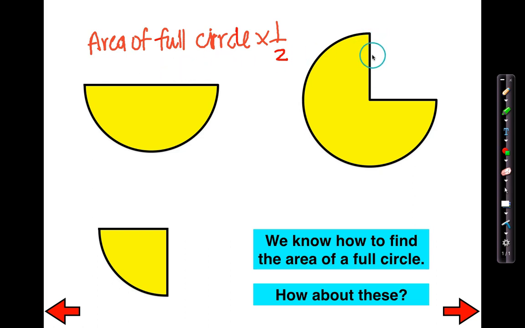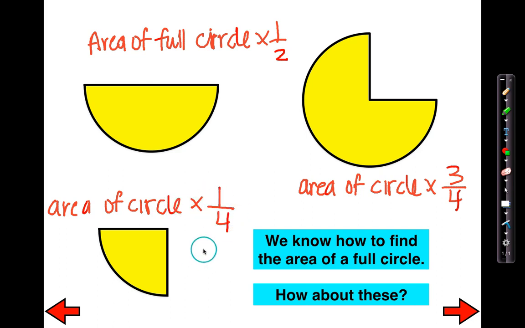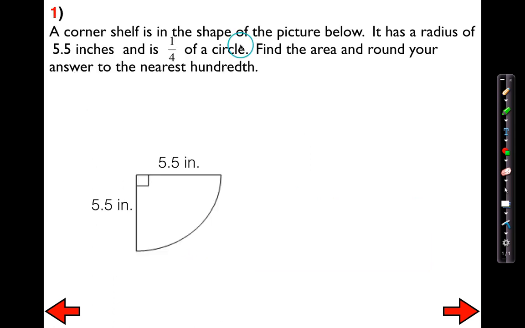What about this shape here? Well, this shape is 3/4 of a circle, so I'd have to find the area of a circle and multiply by 3/4. Now, are there other ways of doing it? Yes, but this is what comes to mind first. So here, I would describe this as 1/4 of a circle. So what would I do here? Well, I would find the area of a circle, and I would multiply it by 1/4. So keep this in mind because it will definitely come in handy throughout the lesson today.